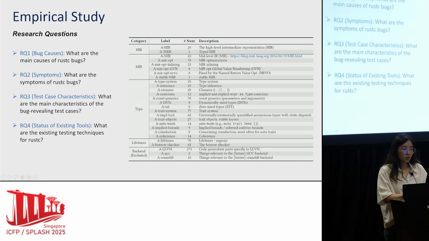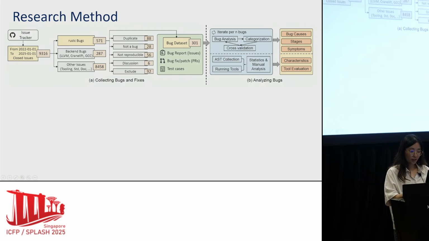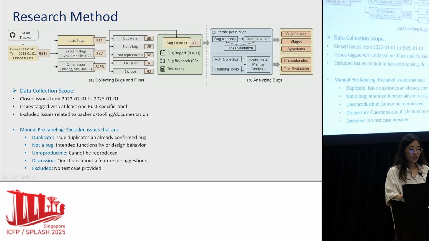For our study, we looked at issues from the official Rust GitHub repository. We select issue labels that are relevant to our study. We also exclude issues related to the compiler backend because we are interested in the Rust unique parts. To be specific, the analysis and optimizations based on HIR and MIR. Our dataset covers all closed issues between 2022 and 2025. We first filtered out irrelevant cases manually and finally collected 301 valid issues together with their corresponding pull requests.